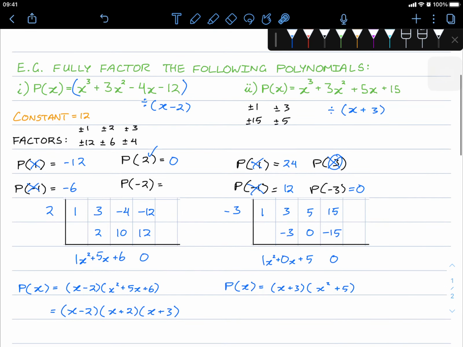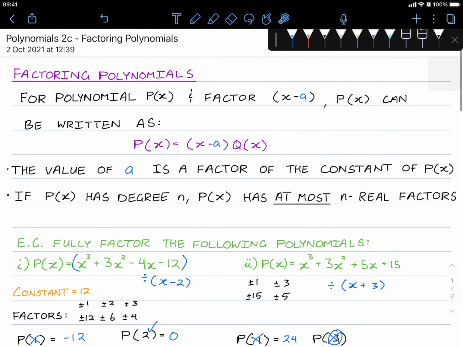So now that we have seen how to factor degree 3, we'll take a look at, in the next video, factoring higher order or higher degree polynomials.